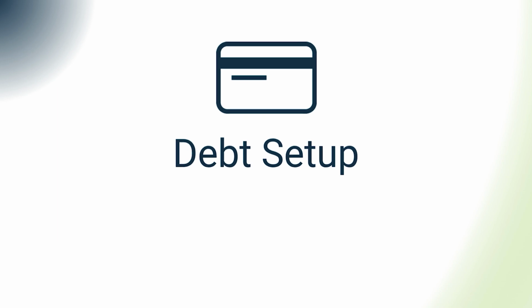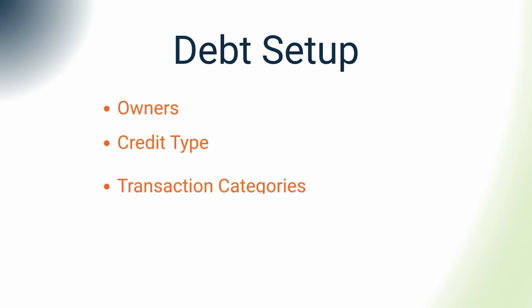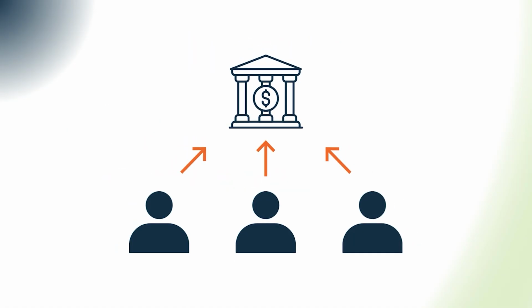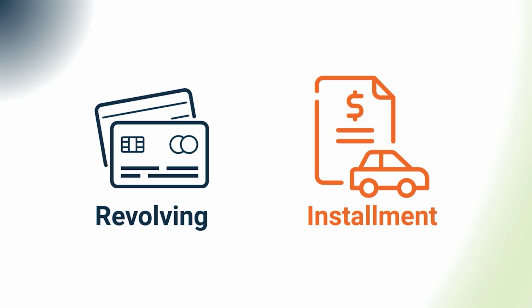goals. In Accompt, debt tracking is built to give you a reliable, detailed view of your obligations and progress. Debt accounts are organized by owners and credit type. Debt transactions are categorized. Each account can belong to one or more household members, and every account is classified as either revolving credit, like a credit card, or an installment account, such as a car loan.